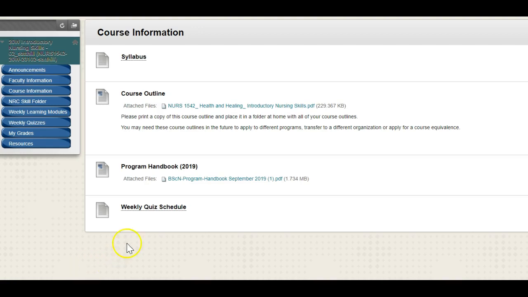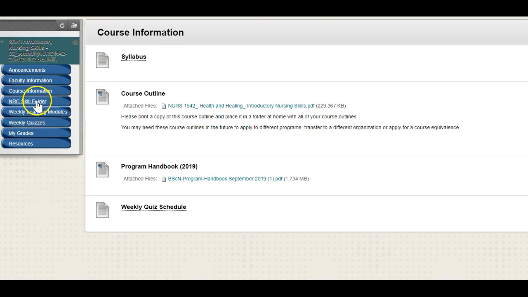And the last document that you'll see here is the weekly quiz schedule. I talked about those quizzes worth 10% of your mark that are due every Friday at 5 p.m. What you will see if you click on there is that it'll open up a Word document to show you what quiz you want to do. So that's the course information section.